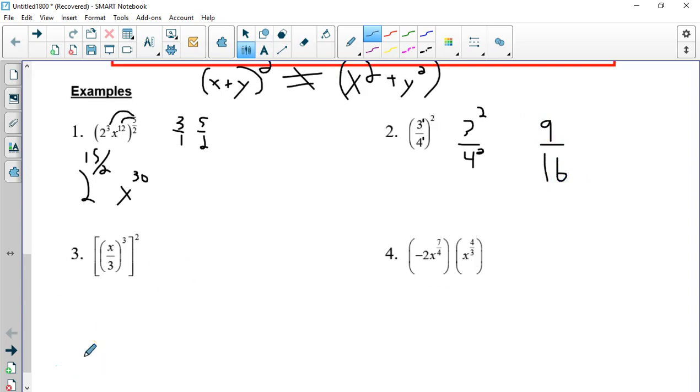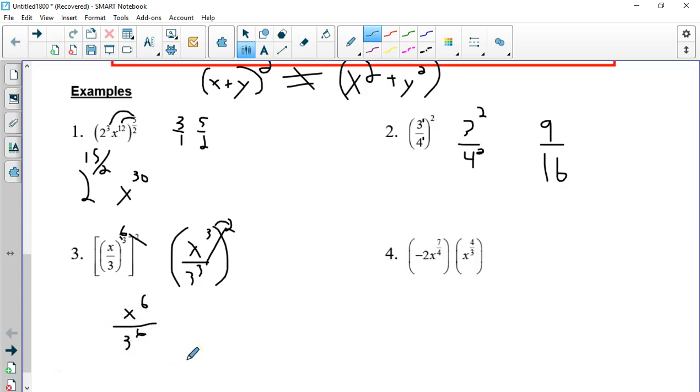Now, number 3, you have 2 choices. You can send this 3 in here and this 3 in here and get x cubed over 3 cubed. But you got to remember that it's still being raised to the 2. And then you got to send this in here and this in there. That's one way to do it. Another way to do it is just take this 2 times the 3 and make that 6. And then you just got to send the 6 in. You get the same answer no matter which way you go. So it really makes no difference to me which way you do it.